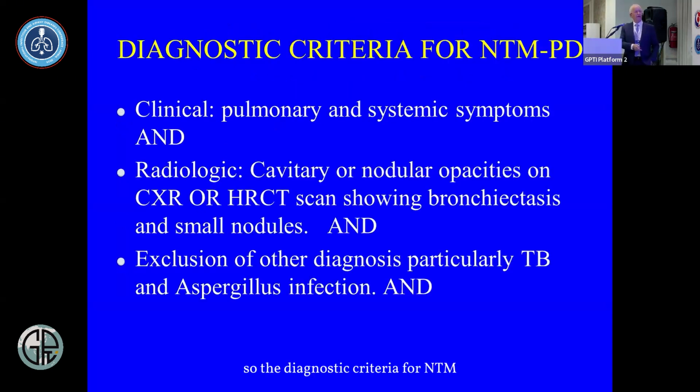So the diagnostic criteria for NTM is based on the ATS, American Thoracic Society, and British Thoracic Society, and European Thoracic Society guidelines as well. They all agree on this. You have to have all of the following, not one or two. You have to have all of them. You have to have clinical symptoms like pulmonary and systemic symptoms, and radiologic findings, and the radiologic is either cavitary or fibrocavitary signs, or nodular opacities, and usually you can see them on chest X-ray.